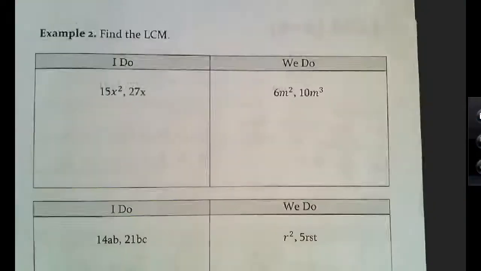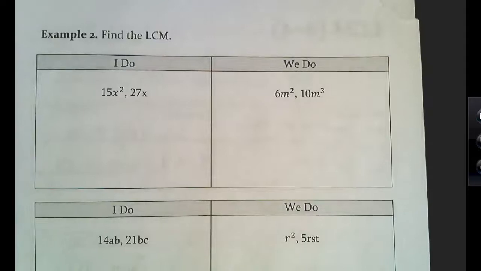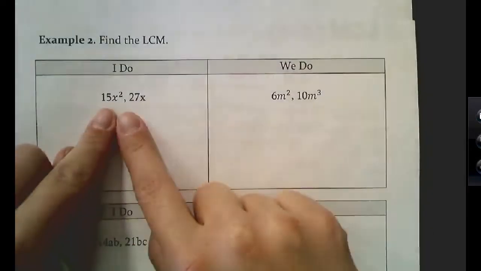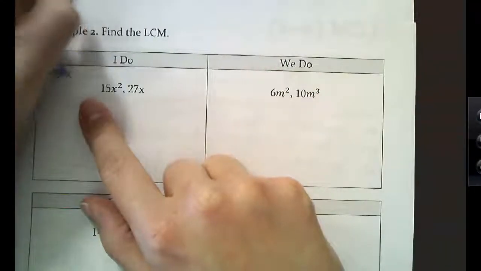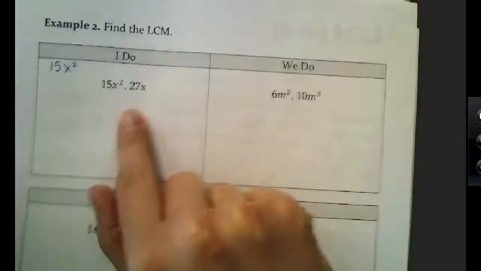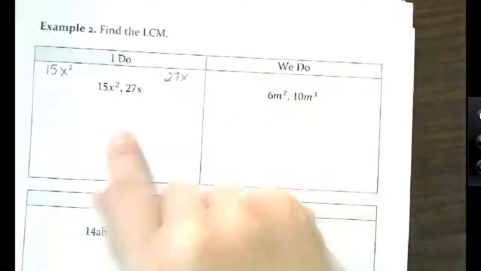All right, let's flip to our next page. And on this page, we're still going to be finding least common multiple. But we're actually going to be finding the least common multiple of monomials. So we have 15x squared and 27x. I'm going to go ahead and write my 15x squared over to the left here. And I'm going to write my 27x over to the right.